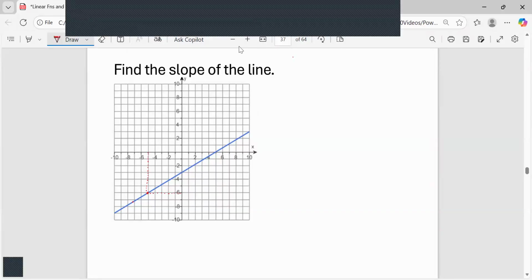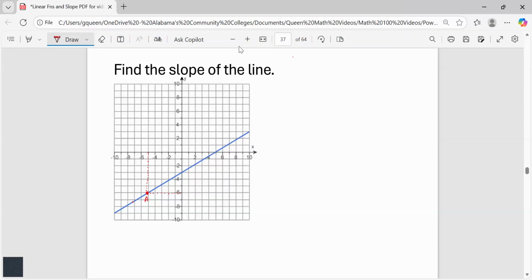So this first point, we'll just call this point A. Now I'm going to show you how to do this particular problem two different ways. You can do it calculating, and you can do it from the graph by counting. So we're going to do the calculating first.